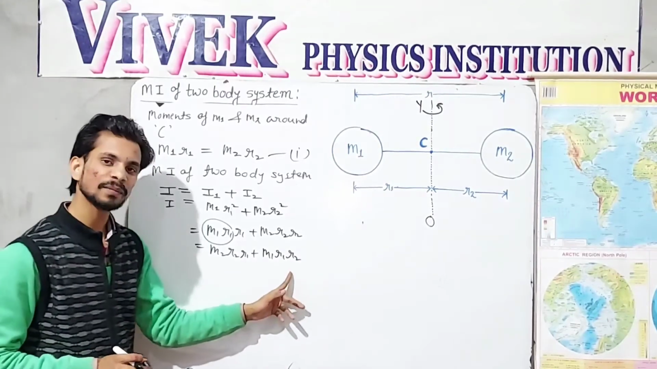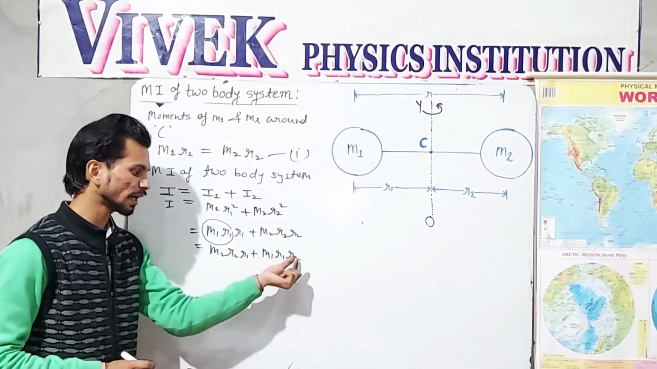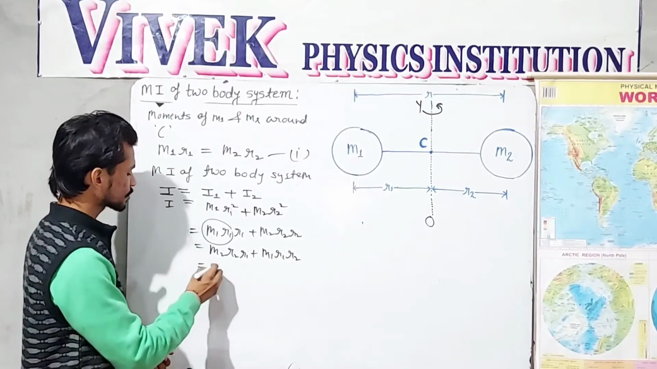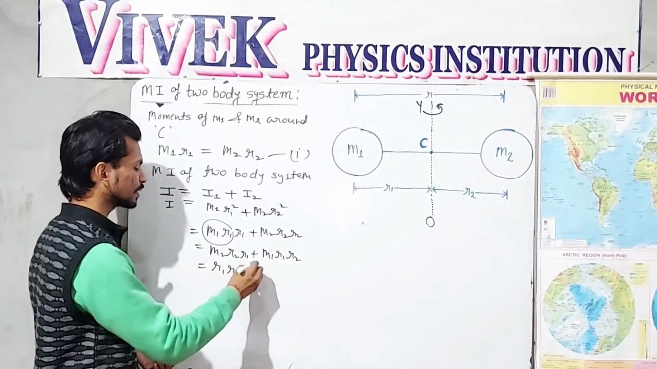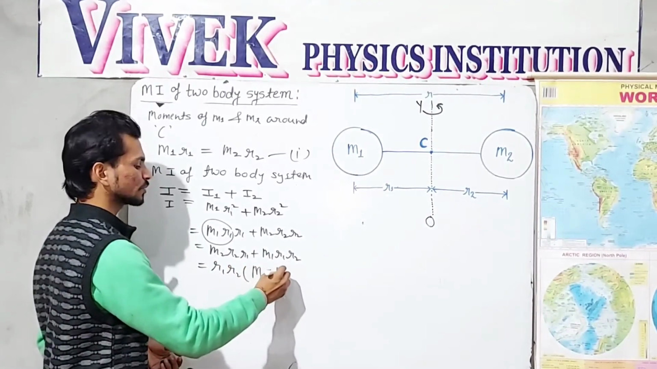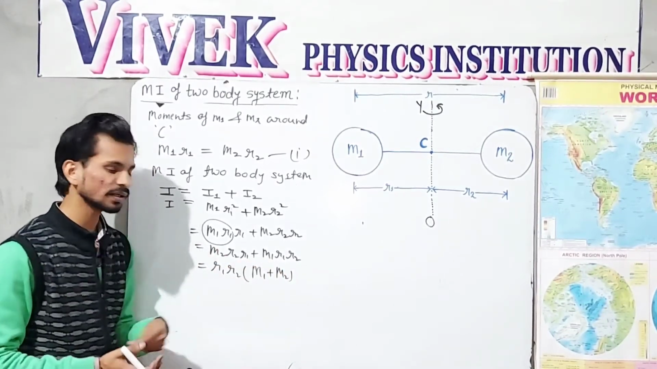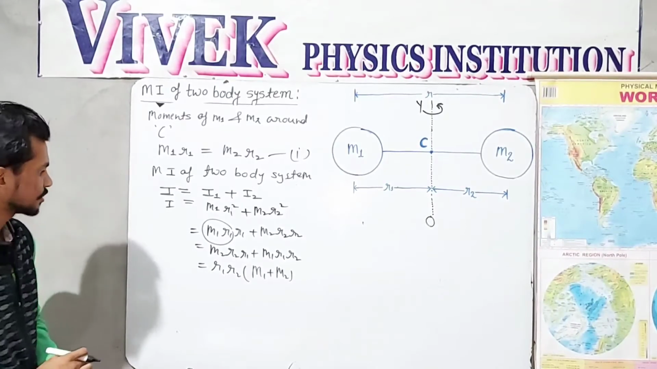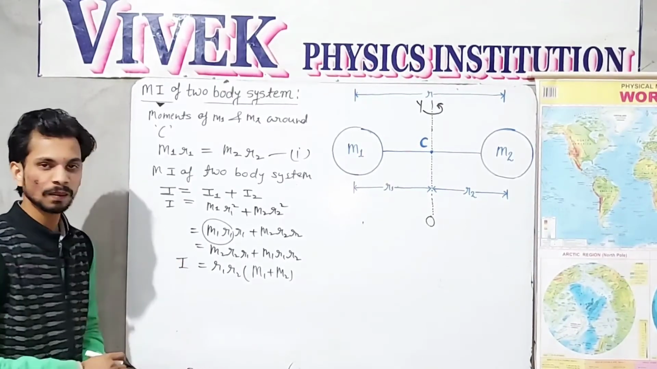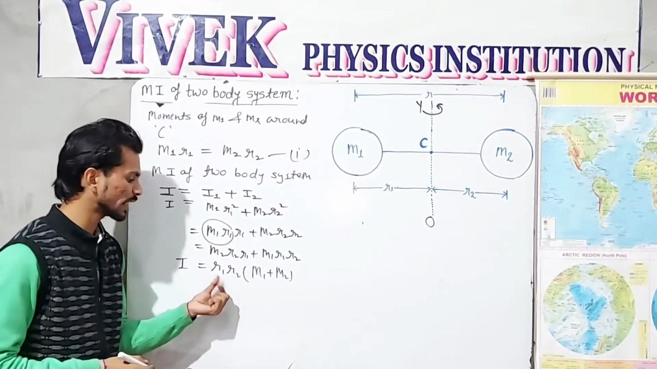By doing so, I am able to take r1 r2 common from both the terms. So r1 and r2 are common and the rest of the terms are m1 plus m2. Here m1 is left, here m2 is left. So these are in the bracket as an addition. This is I. We need to hide r1 r2.